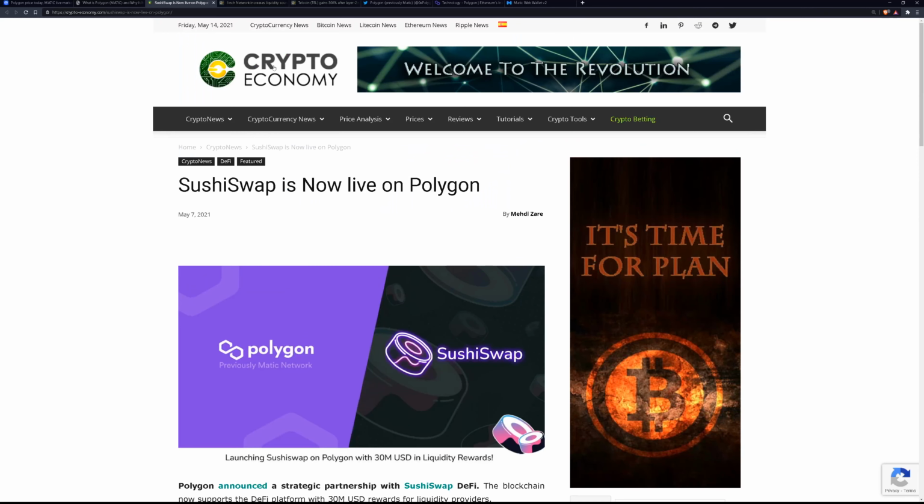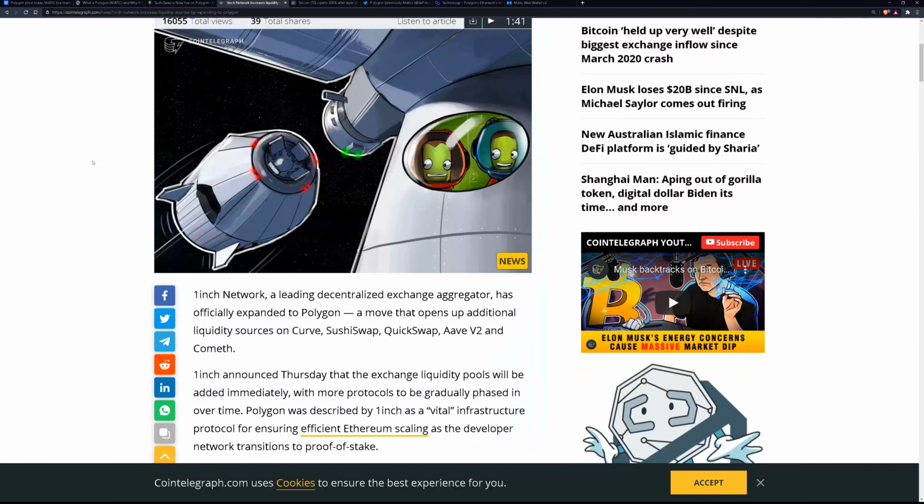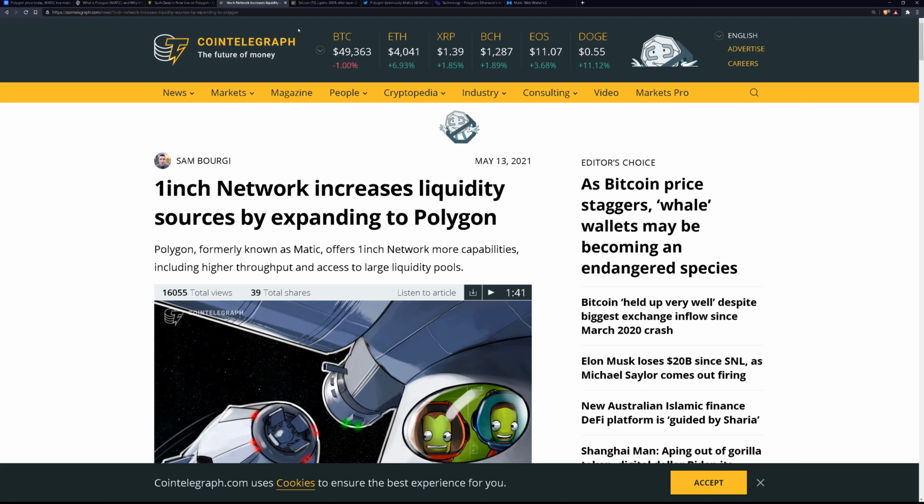So moving on to news of Polygon, SushiSwap just went live on Polygon last week. Polygon announced a strategic partnership with SushiSwap DeFi. The blockchain now supports the DeFi platform with 30 million USD rewards for liquidity providers. One Inch Network.